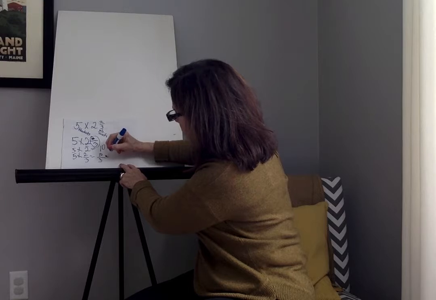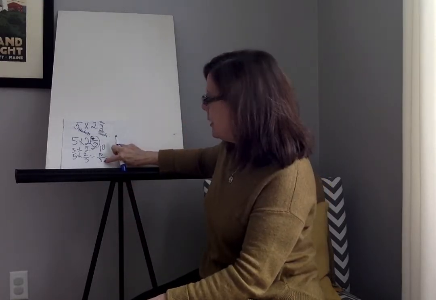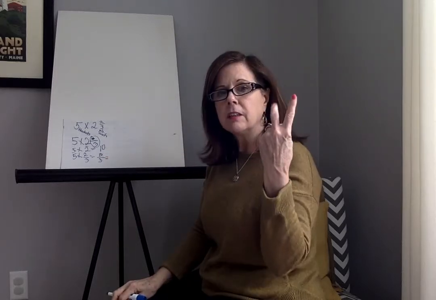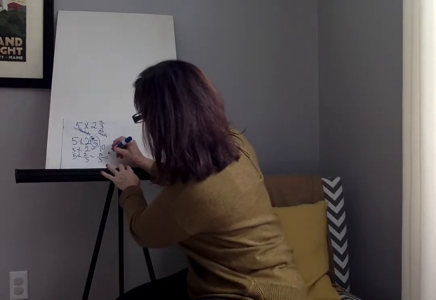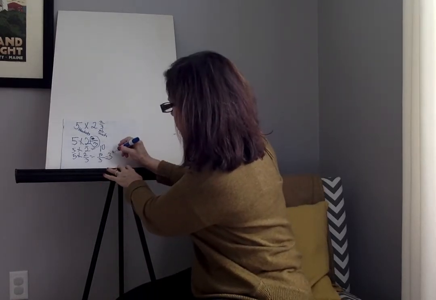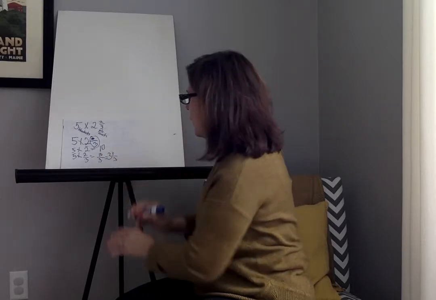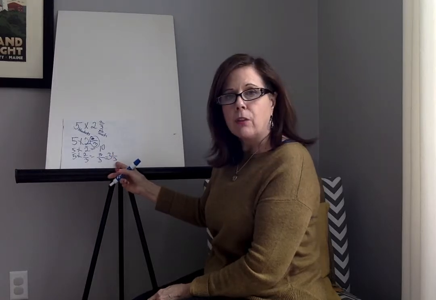So we're going to turn this improper fraction into a mixed number by saying, how many whole times does 3 go into 10? Let's see. 3, 6, 9. So it's 3 wholes, and then there's 1 left over, and the denominator stays the same. So 5 times 2/3 is 3 1/3.